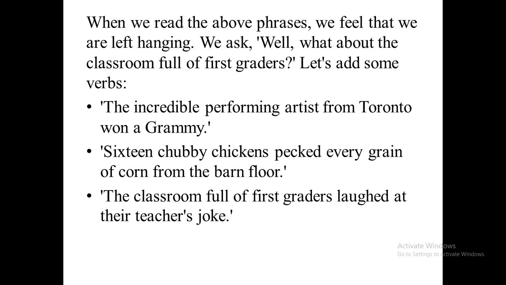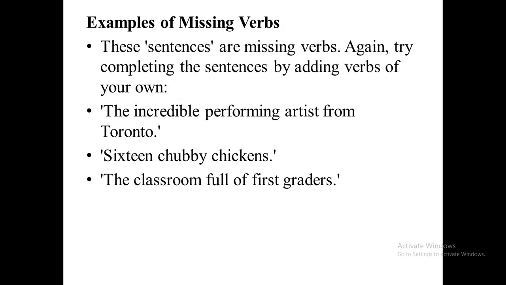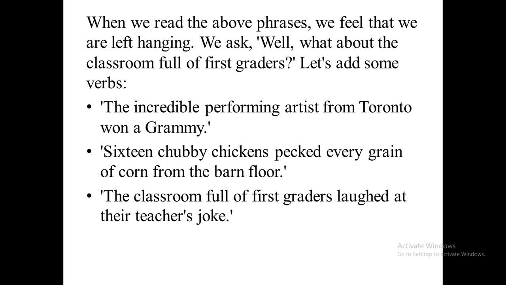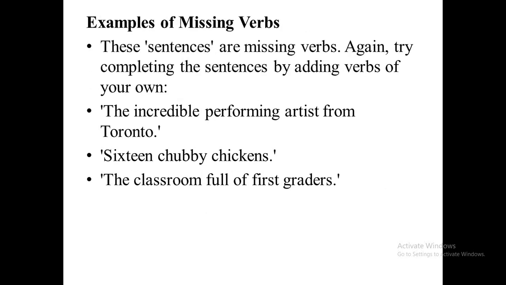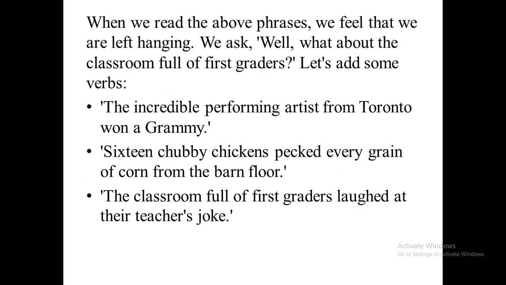Let's add some verbs. The incredible performing artist from Toronto won a Grammy. Sixteen chubby chickens pecked every grain of corn from the barn floor. The classroom full of first graders laughed at their teacher's joke. Now the sense is very clear because we have added our missing verbs in the mentioned examples. There was no verb, but now we have put our verbs in. Now that looks very sound.